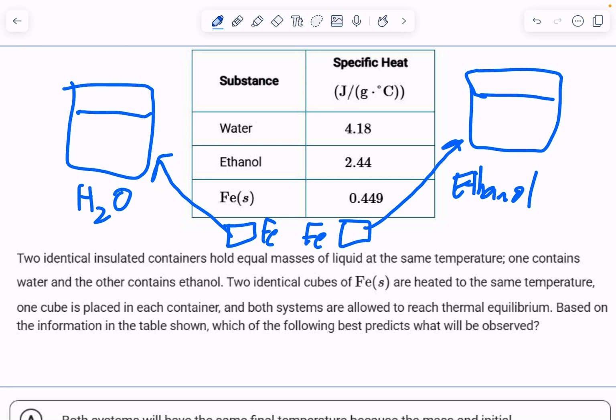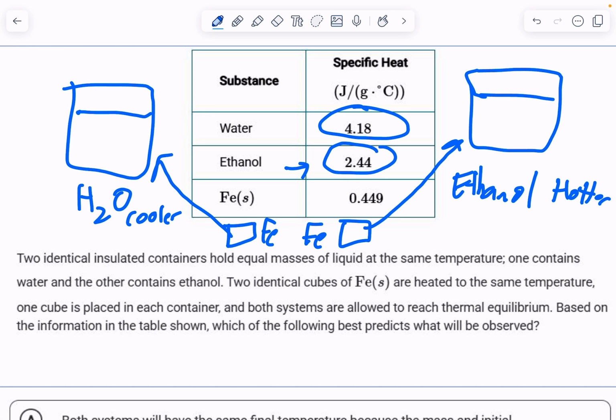Without even looking at the answer choices, one thing we can predict is that the temperature change for ethanol should be higher than the temperature change of water. So ethanol is going to get hotter, and water is going to get hotter as well, comparatively, but ethanol is going to get much more hotter. The reason why I know that is the heat capacities of the two. Ethanol has a lower heat capacity than water, which means it's going to take less energy to change temperature.